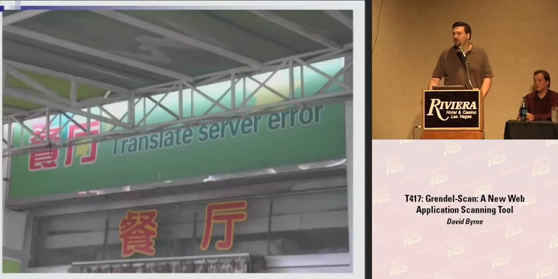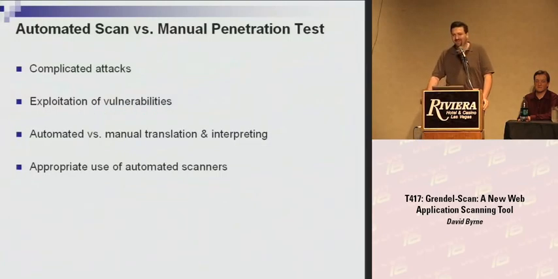Apparently, sometimes you can't even rely on it to translate a single word. If you can't read this, it's a sign that says "Translate server error" when it should read "restaurant." Even a Chinese to English dictionary would have gotten that one right. But now that you're laughing at my jokes, I'm losing my train of thought.